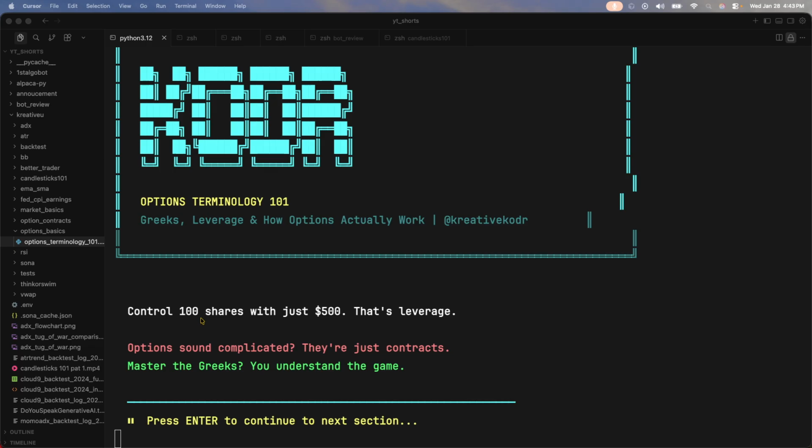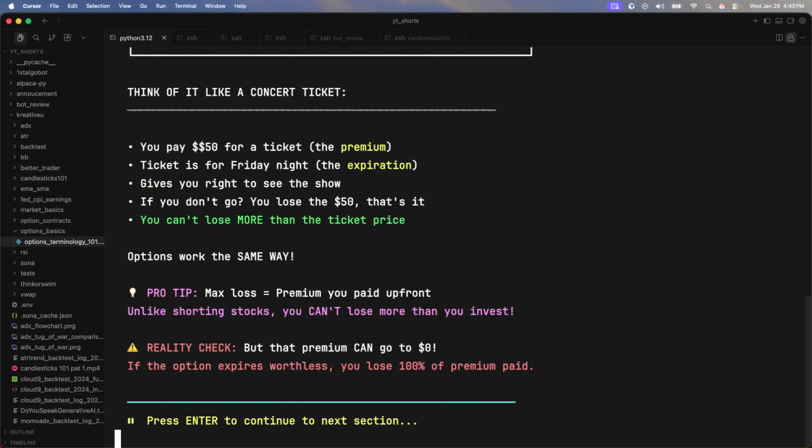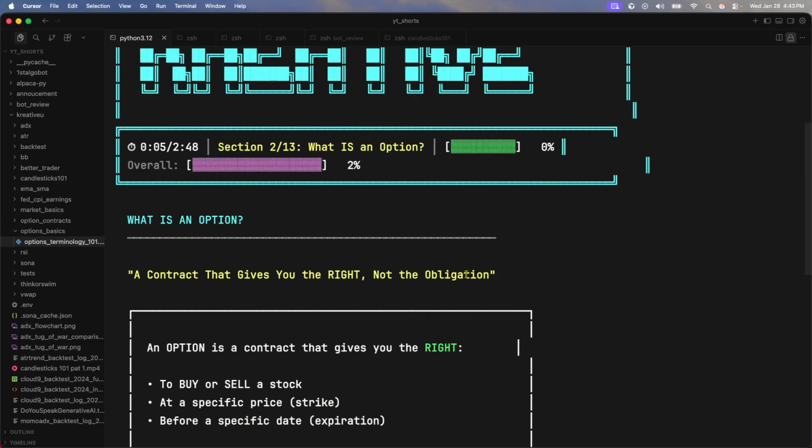So with $500, we can control 100 shares. Guess what that's called? That's called leverage, right? Options sound complicated, but they're just contracts, right? We mastered the Greeks, we understand the game. So, what is an option?